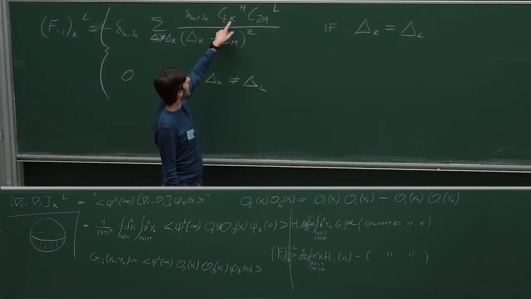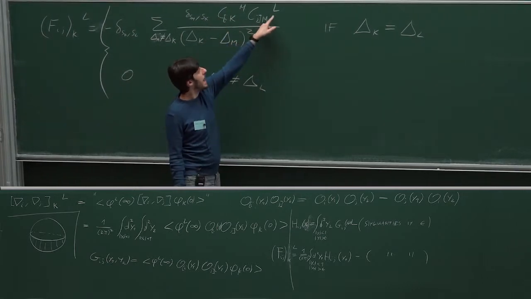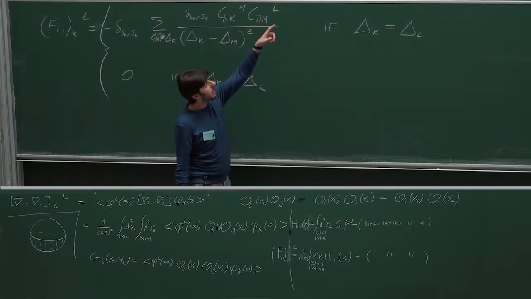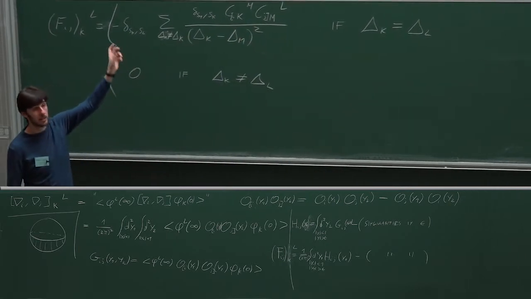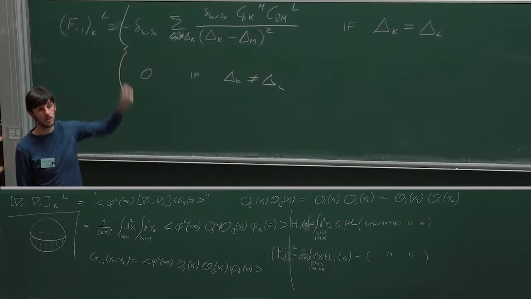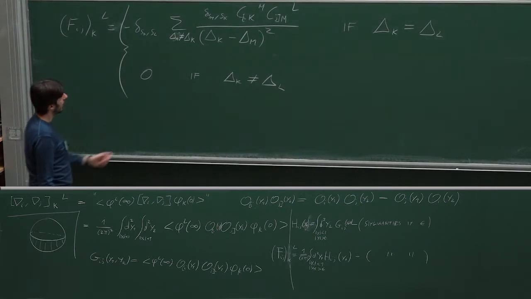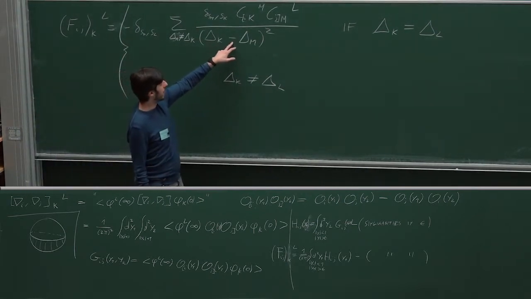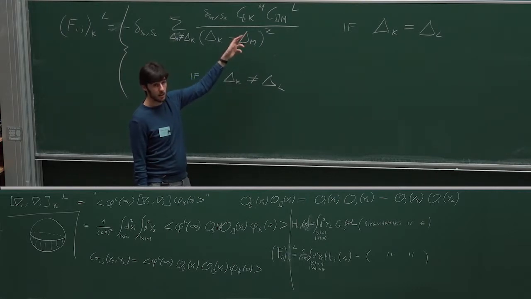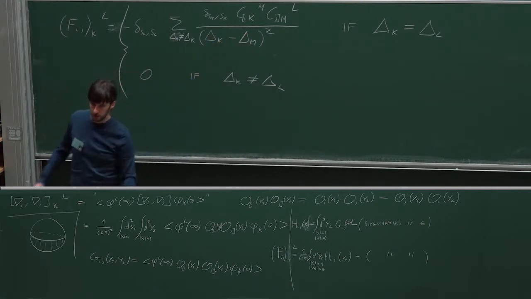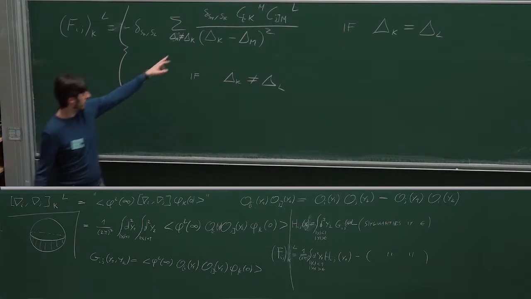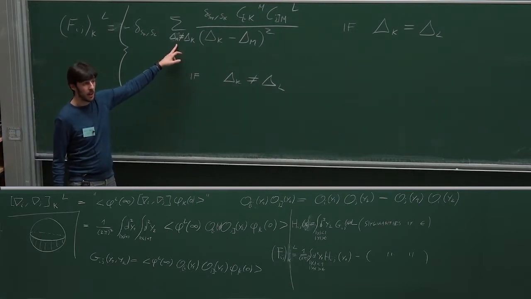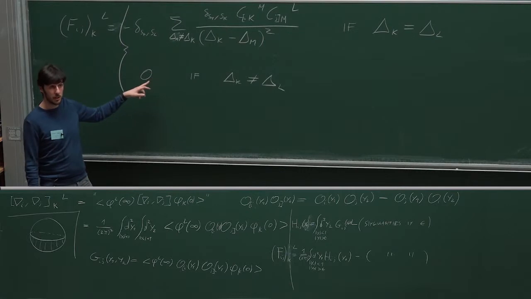This is c_{ikn} c_{jnl}, and I'm taking the antisymmetric combination. All right? And this is (Δ_k minus Δ_n) squared, which is all right because I'm restricting the sum here. And if the two conformal dimensions are different, I get 0.